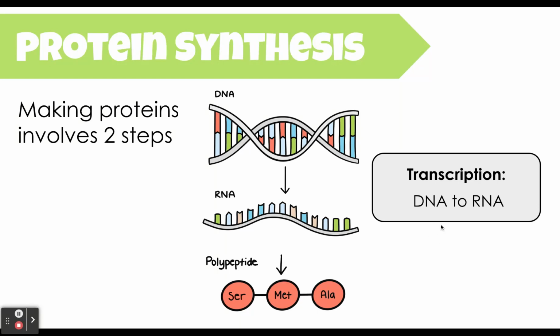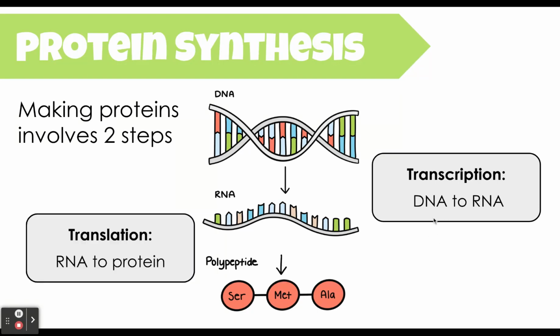And then once we have that RNA message, we go through the next step in our cells where we take that RNA message and translate it into a protein. Or really, we're making a sequence of amino acids. We're putting together the amino acids in order to then make a functional protein.